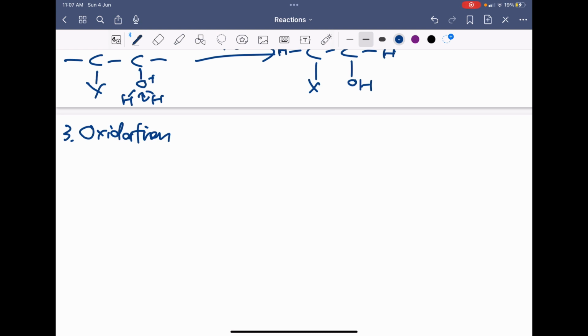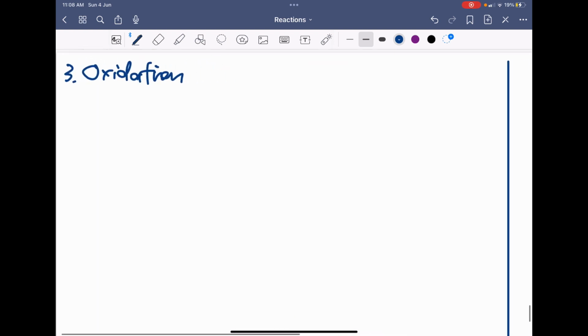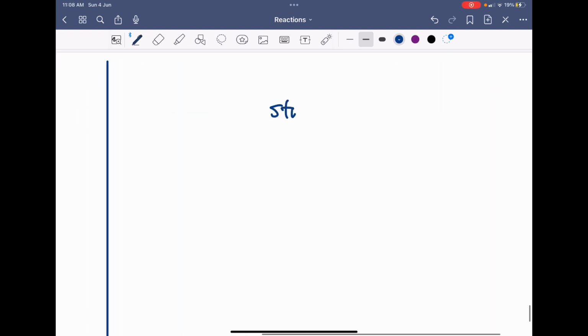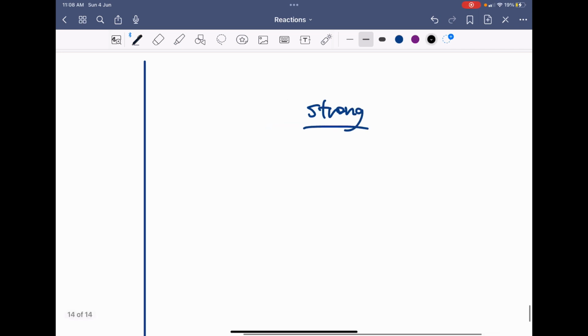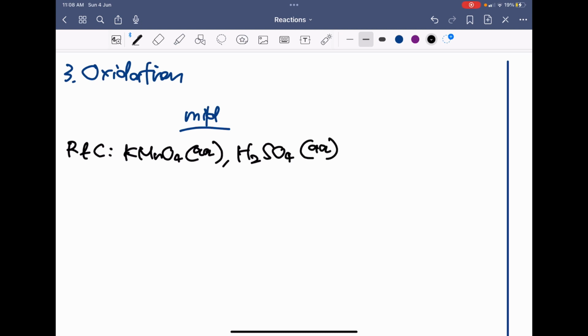We have mild and strong. So let me split this into 2. So we go mild and we have strong. Okay. For mild oxidation, reagent and conditions is KMnO4 with H2SO4 or NaOH. It really depends on whether you want it acidic or basic condition.